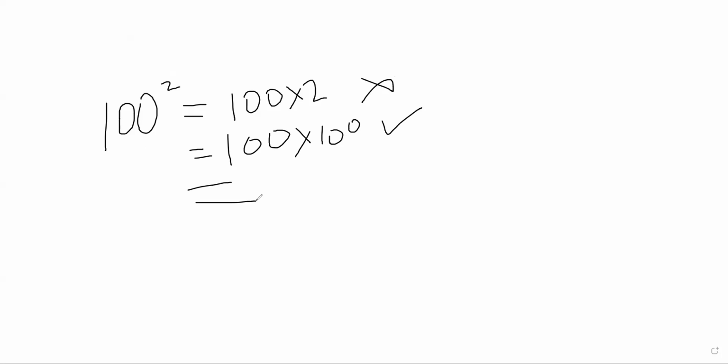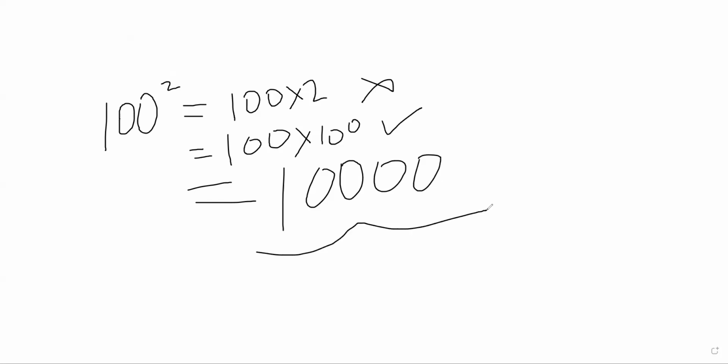So how do we solve these? 1, 0, 0, 0, 0. Like this the answer will come. And another number they have given is 2 raised to 100, raised to the power 100. So we will have to solve it 2 into 2 into 2 like this.